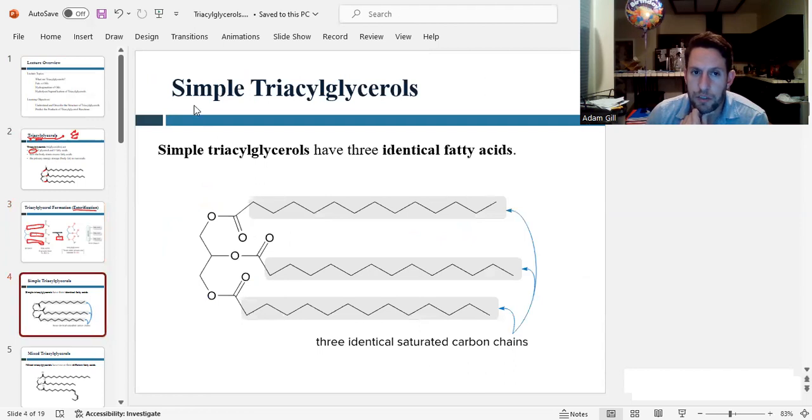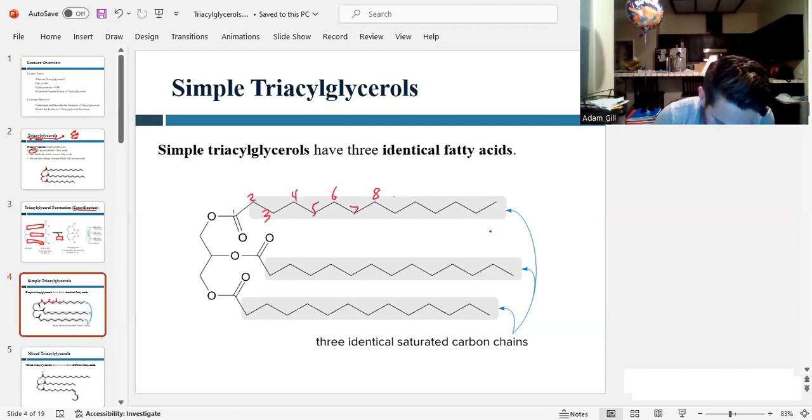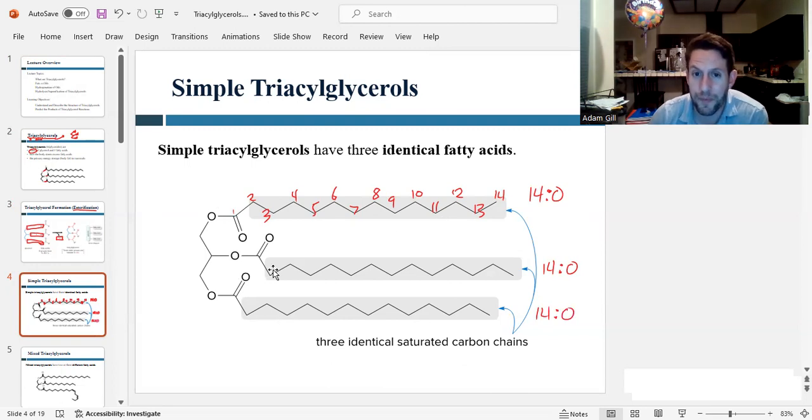Now, we can have what are called simple triacylglycerols, and that's when all of the fatty acid tails are identical. And so here, if we were to look at this fatty acid in gray, it's a 14-0 fatty acid. The other one's also a 14-0, and the other one's also a 14-0. So those are all exactly the same fatty acid tail, and so it's called a simple triacylglycerol.